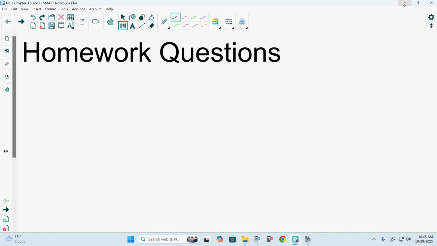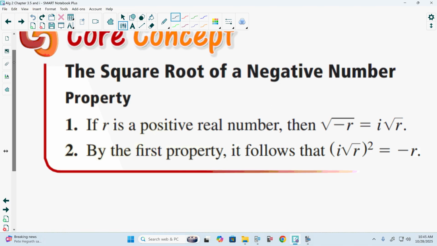All right, guys, so what we've done so far is we've gone over factoring, we've gone over solving by factoring, we've gone over solving by graphing and the square root method, and all of this has been revolving around quadratics. And what we just went over is our negatives, our i, these imaginary numbers.